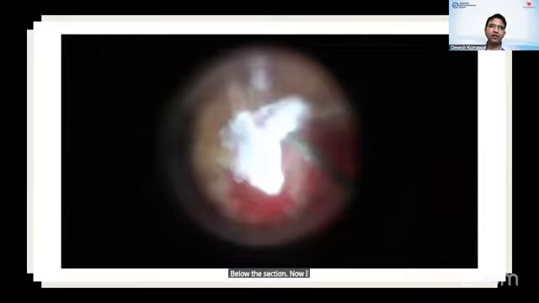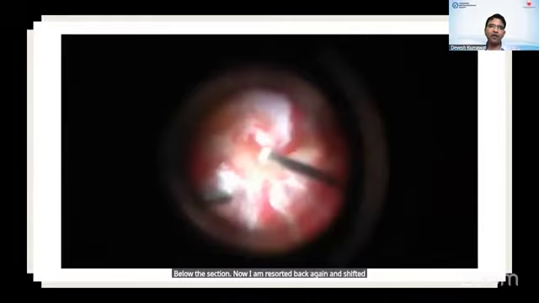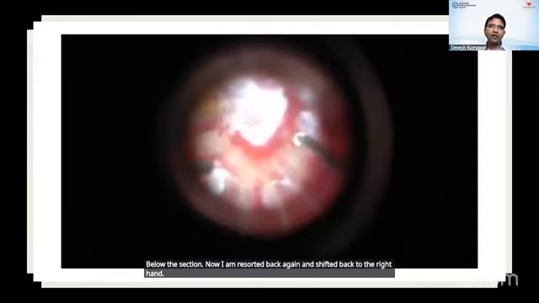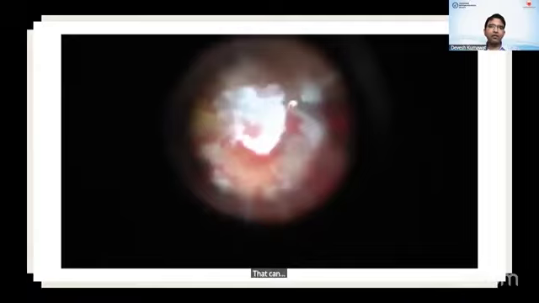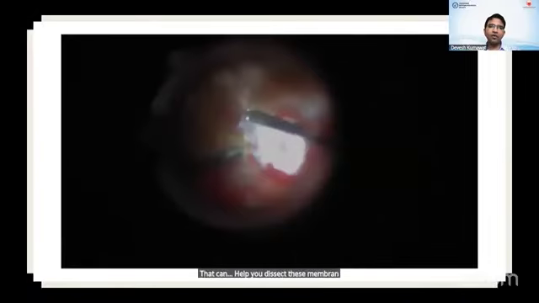Now I have shifted back to the right hand. That can help you dissect these membranes easily without causing any iatrogenic breaks.